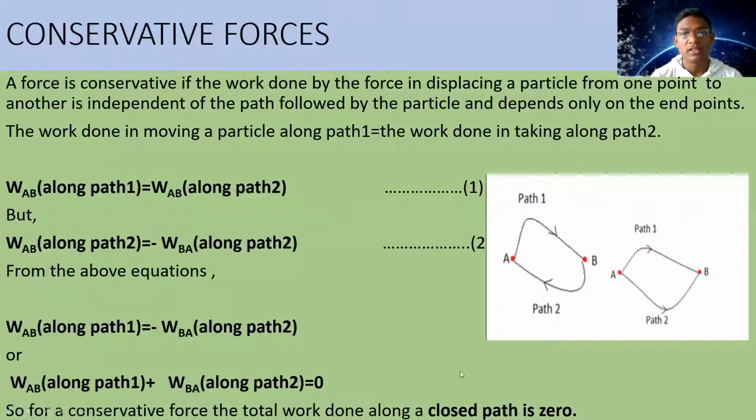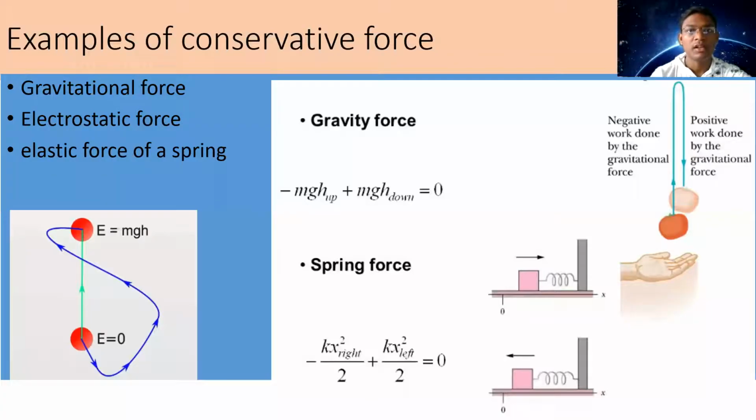All right, so this is an important conclusion. If the force is a conservative one, then the total work done in a closed path is 0. All right, next we will see some examples of conservative forces.